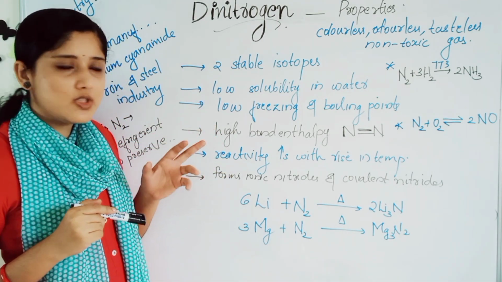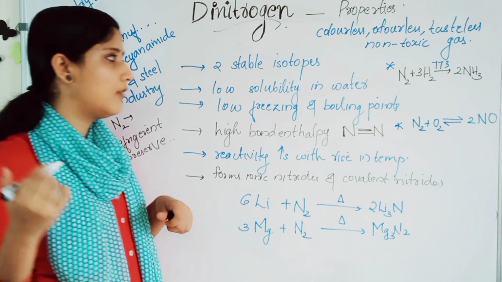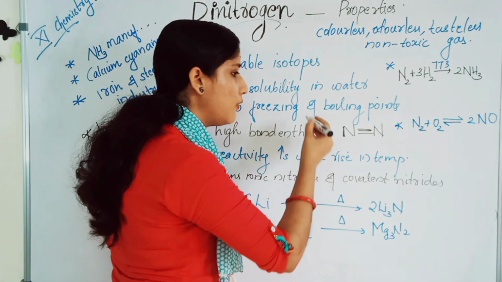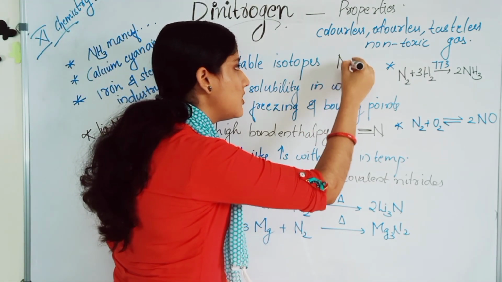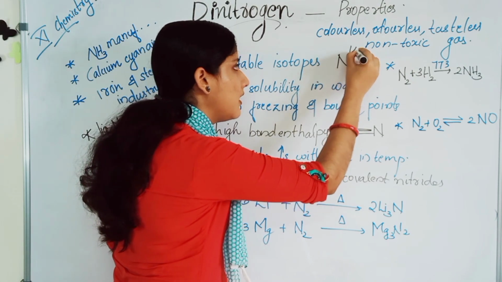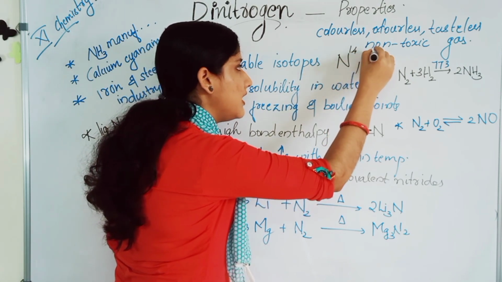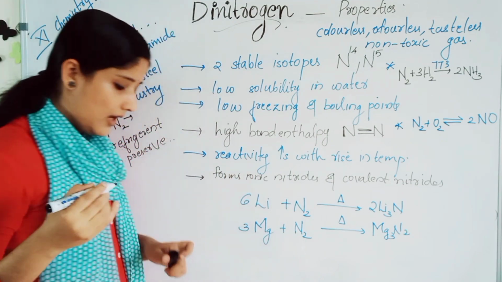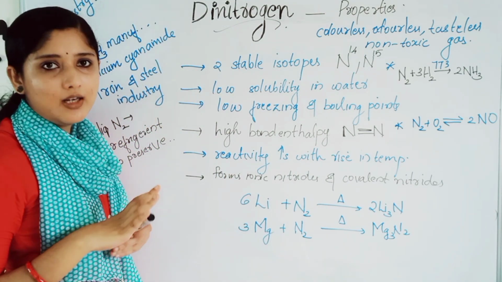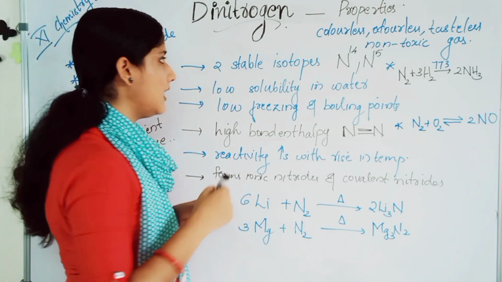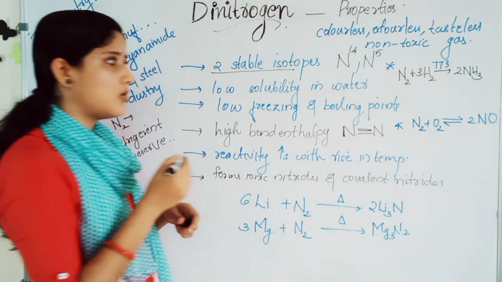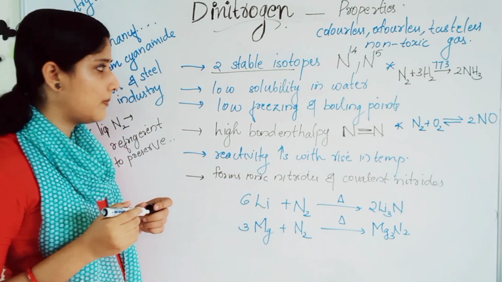Nitrogen has 2 stable isotopes, N14 and N15. What are isotopes? They have the same atomic number and different mass numbers. These are the 2 stable isotopes of nitrogen.